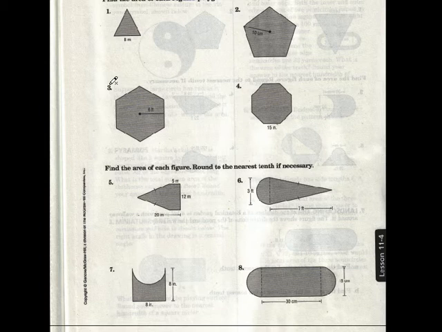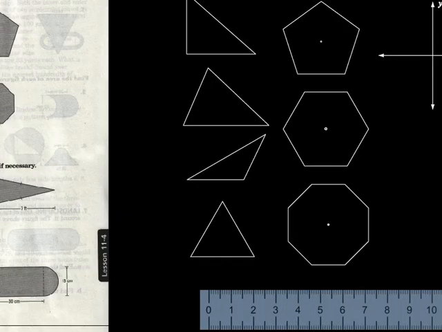Let's do this one right here. Let's do number 3. So this is how many sides? 1, 2, 3, 4, 5, 6. So it's a hexagon. I think I have a hexagon sitting over here. It's right here.